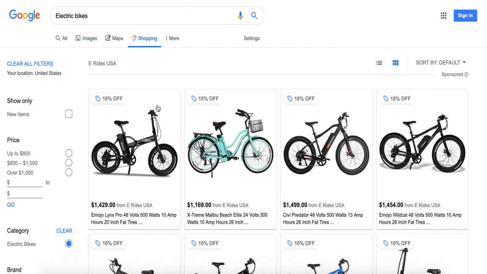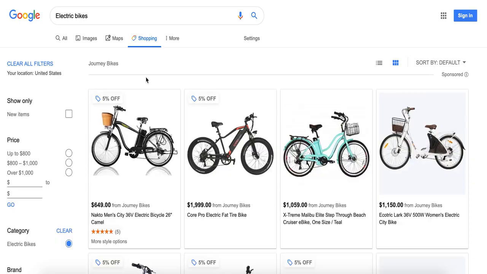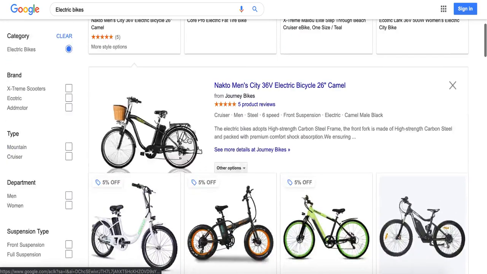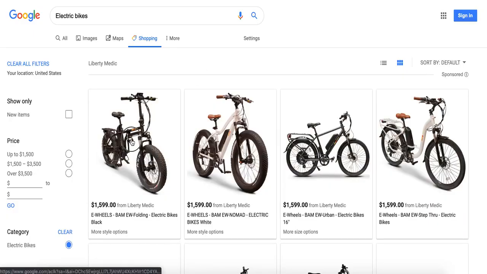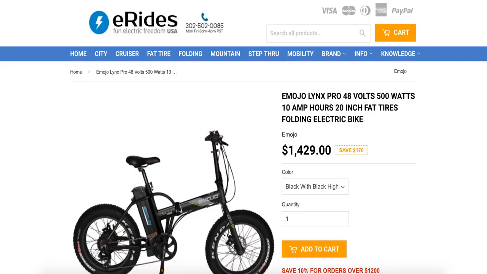Now we saw eRides USA. Let's go ahead and pull that site up. We saw eBike Vault. Let's look at that one. Journey Bikes, let's look there. Liberty Medic, sounds more like a medical shop. It's okay. All right, so let's see what eRides.